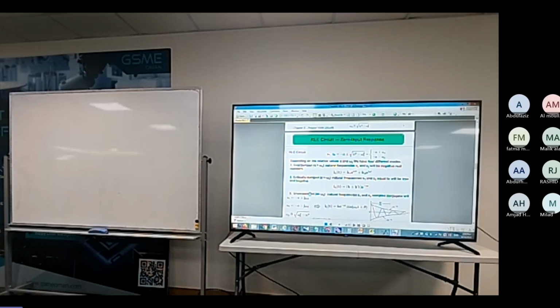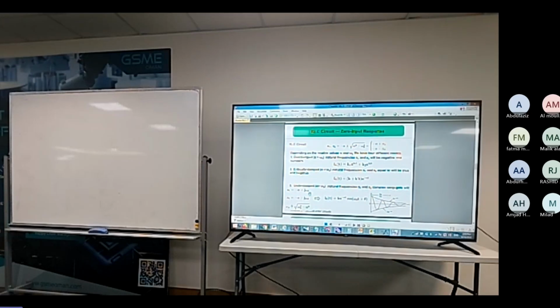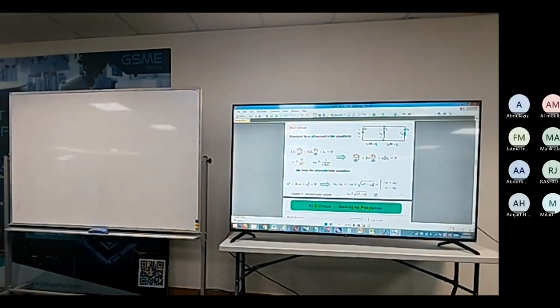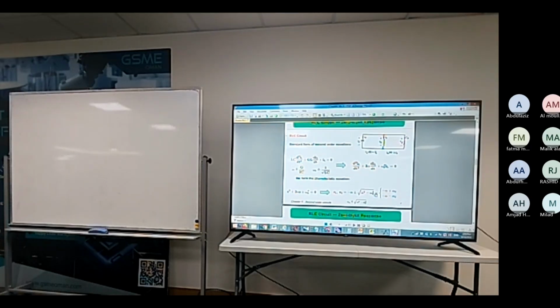So what is overdamped? What is underdamped? Underdamped, we have a kind of oscillation before damping. Overdamped, it directly goes down to zero. And what is the other one? Critically damped. Yes, critically damped.